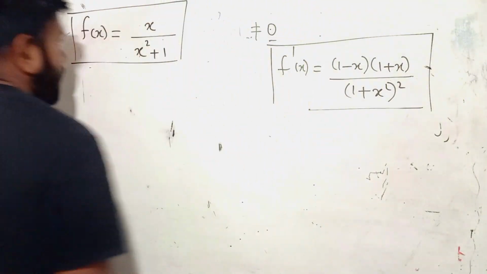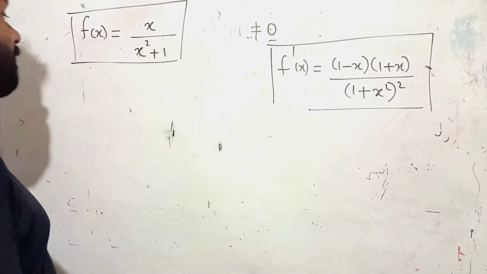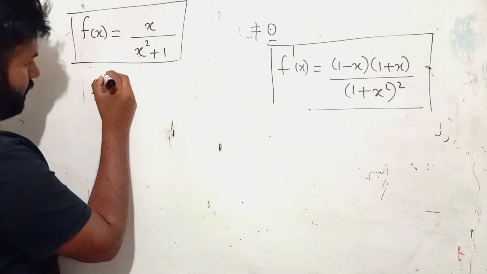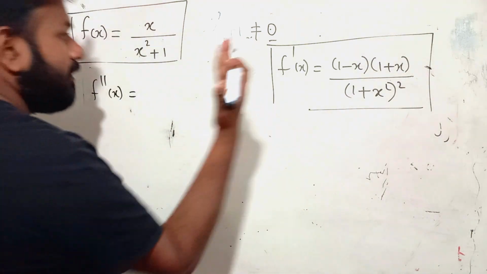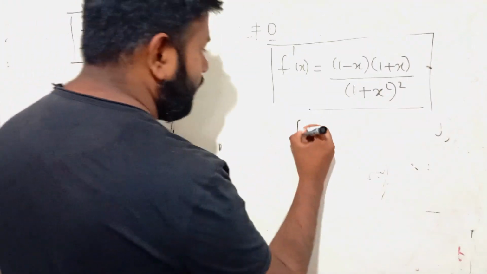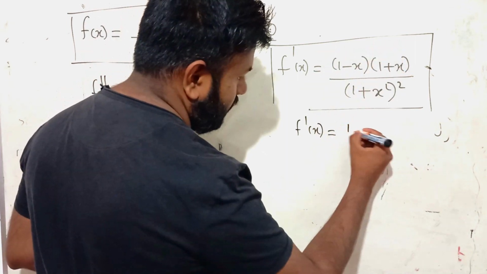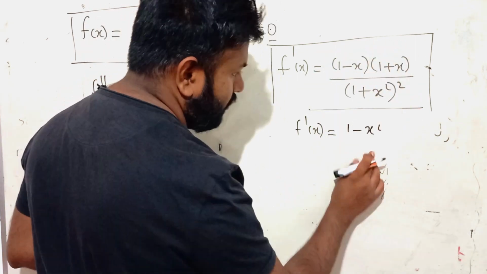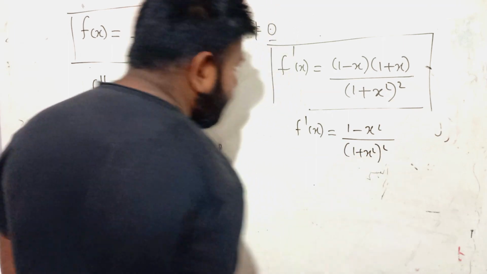In order to find the inflection points of this graph, I already taught you that you have to find the second derivative of this function. For the second derivative, you have to differentiate the first derivative again. So here f dash x, for my convenience, I just keep this function like this: 1 minus x squared divided by (1 plus x squared) whole squared.